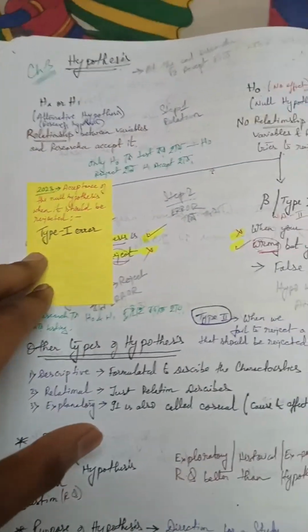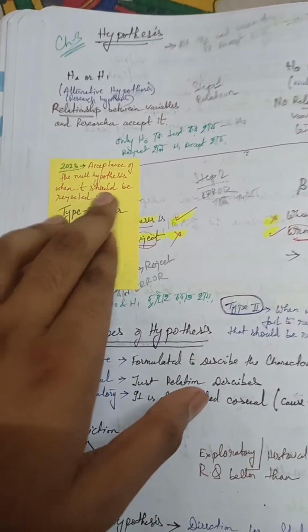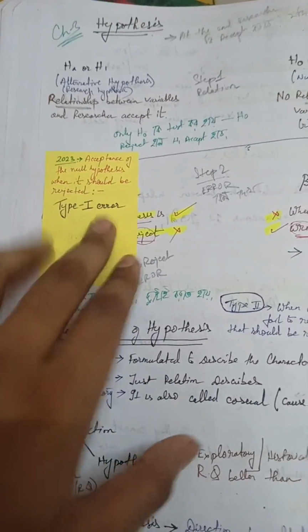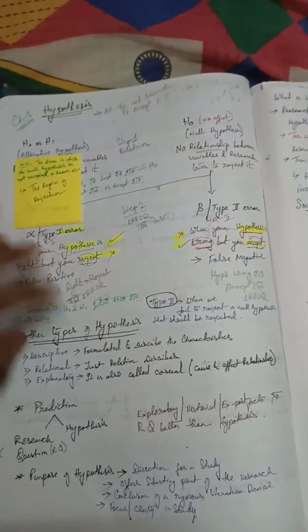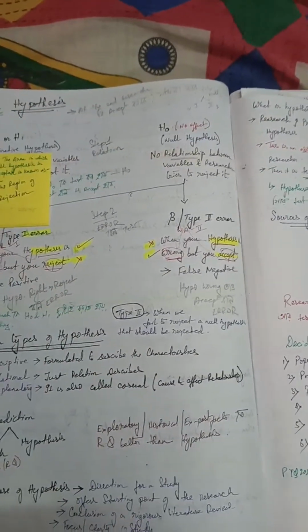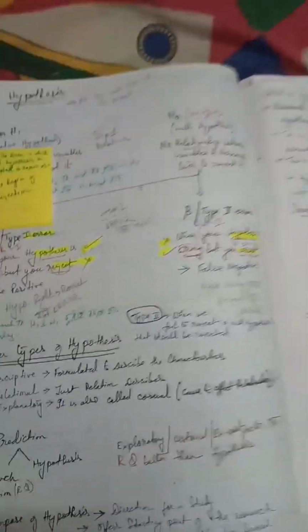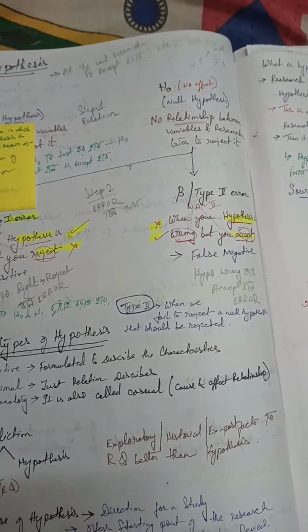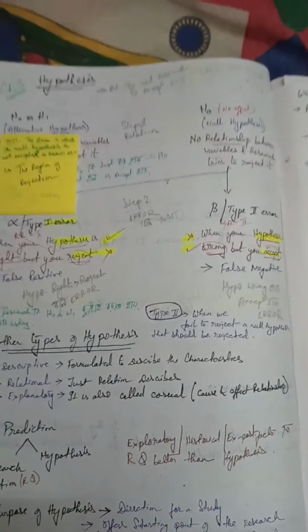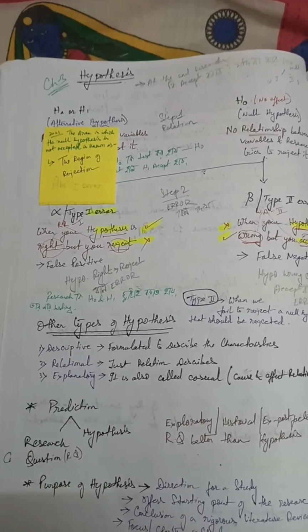And in 2023 it's given that acceptance of the null hypothesis when it should be rejected is known as type 1 error. Now, what is type 1 and what is type 2 error? After testing a hypothesis, we can conclude two things. If the hypothesis is right but the null hypothesis is rejected, then we call it type 1 error.